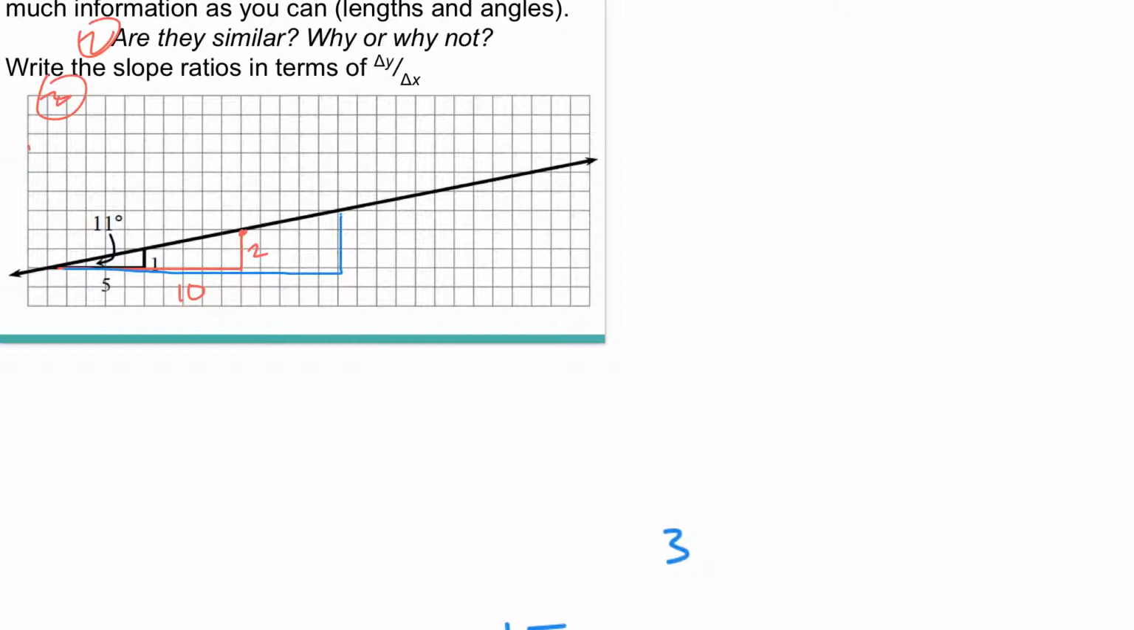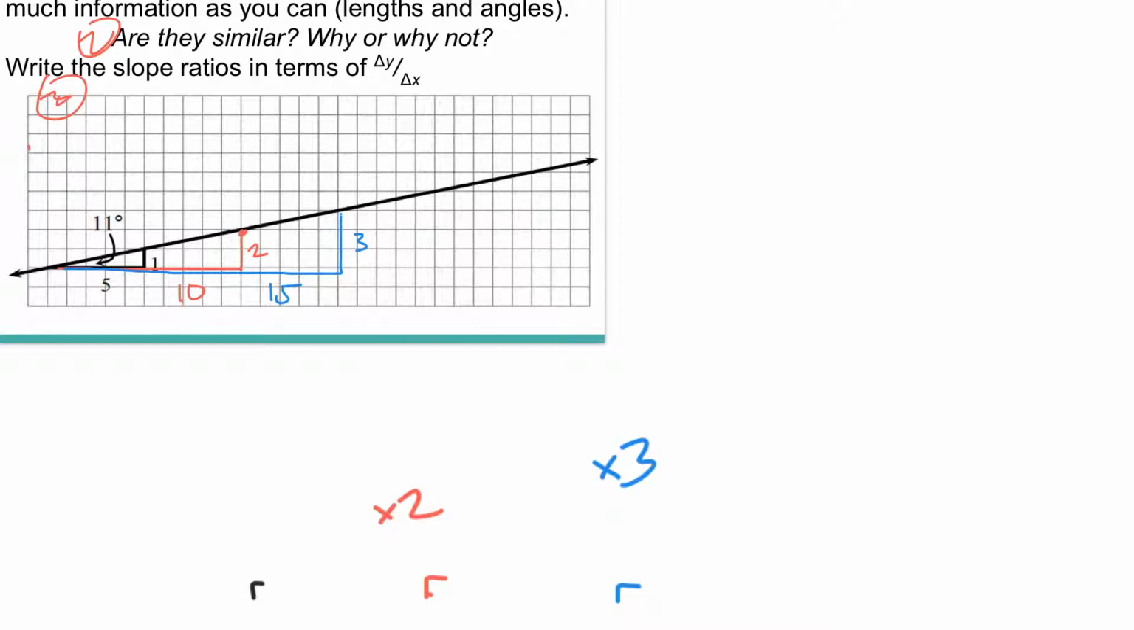Are they similar? Well, how do I know? They have the same angle. Scale factor between this one and this one is times 2. This one and this one is times 3. So they are similar. So times 2 and times 3, because they have a scale factor and they have the angles. And I didn't draw this in, but these are all right angles too. So I can use the angle theorem.